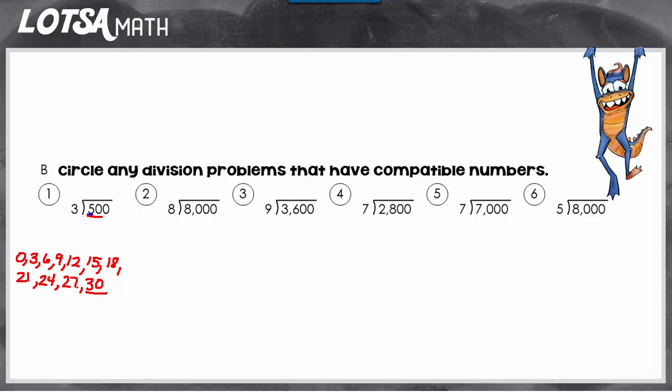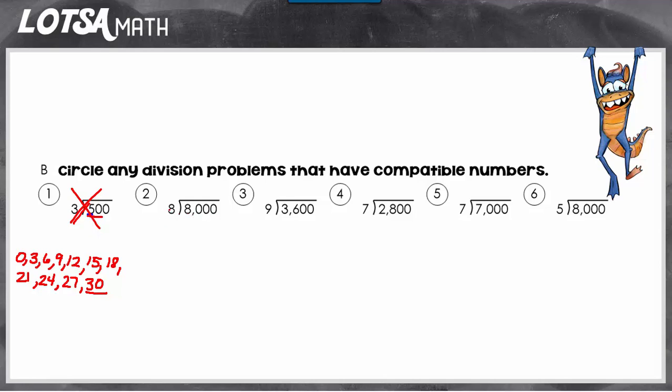So we have all of our multiples, and we don't see 5 as one of the multiples or 50 as one of the multiples. So because of that, 500 and 3 are not compatible. So let's look at number 2.